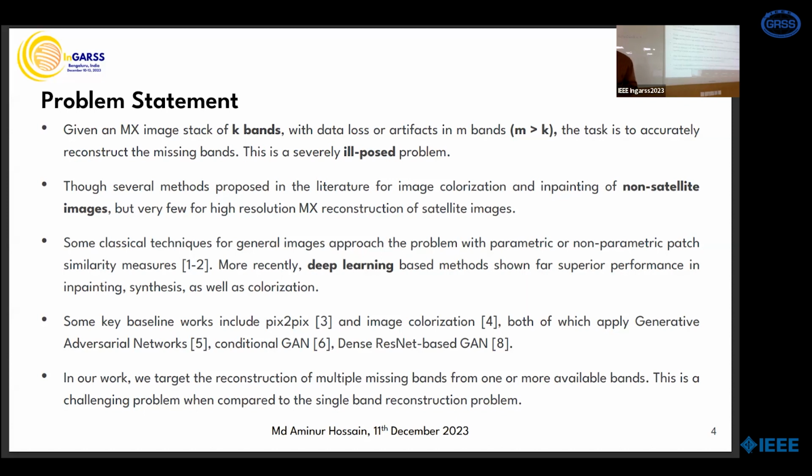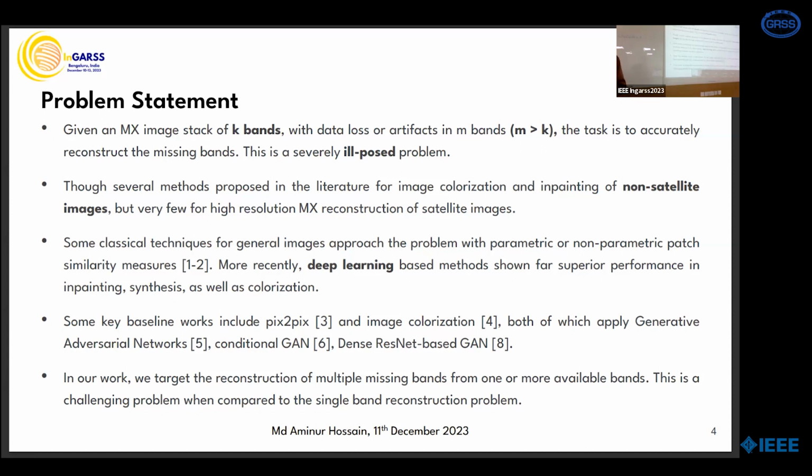So this is a severely ill-posed problem because it is a one-to-many type problem: the number of bands available is less than what we have to generate. Several methods have been proposed in the literature for normal camera images, that is non-satellite images, such as image colorization, inpainting, etc. But very little work has been done in the field of high resolution multispectral images. More recently, deep learning based methods have shown much superior performance using inpainting and synthesis as well as colorization for satellite images.